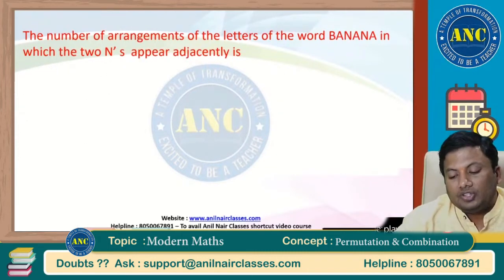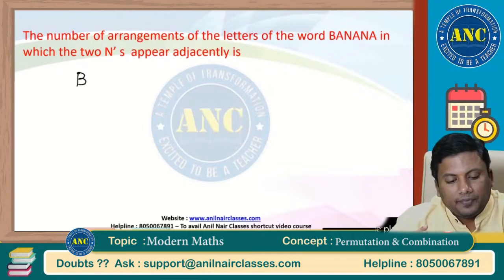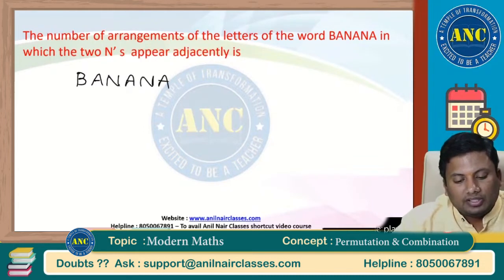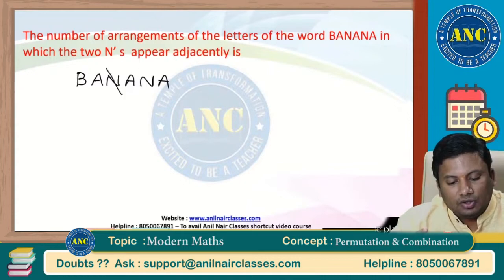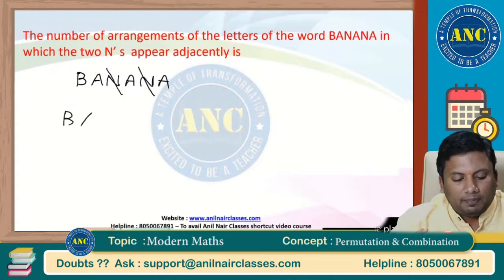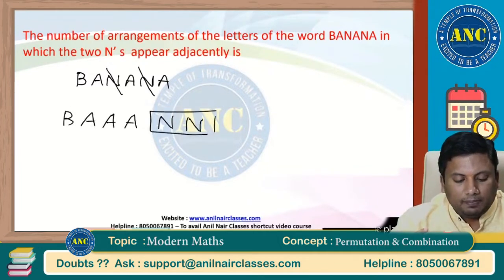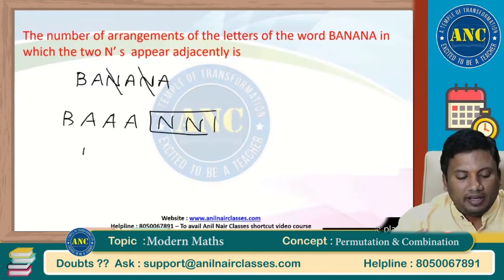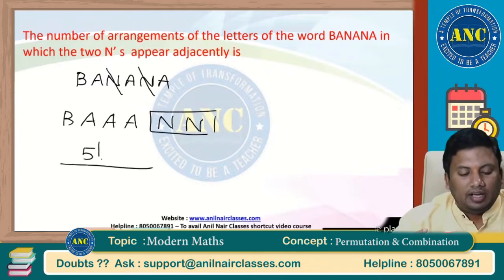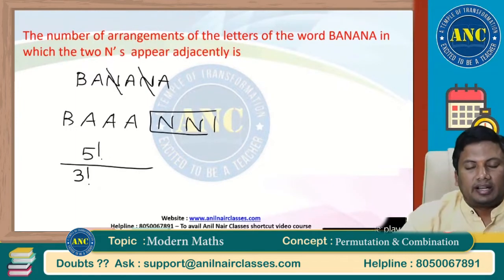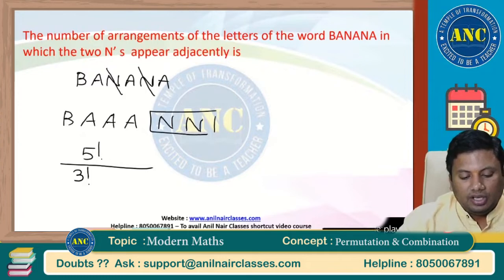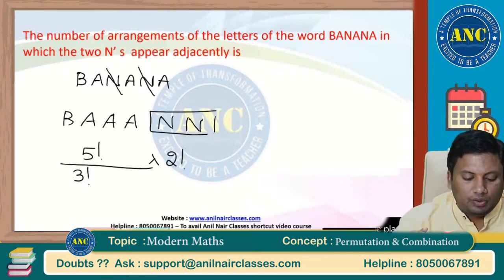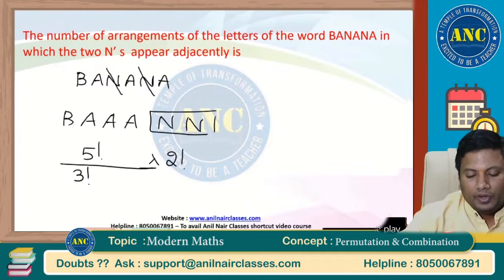The number of arrangements of the letters of the word banana, in which the two N's appear adjacently. So 2 N's, pack them up. If I pack them up, A, here it will be N and N. These packed, 1, 2, 3, 4, 5. 5 letters can be arranged in 5 factorial. A, 3 times it is identical. These 2 N's can be arranged among themselves in 2 factorial. 5 factorial by 3 factorial into 2 factorial. I hope it is clear.